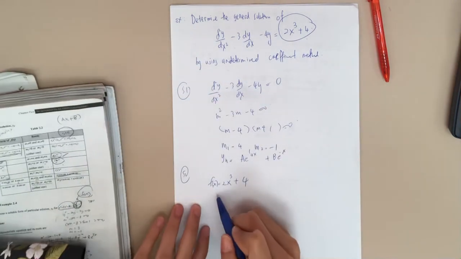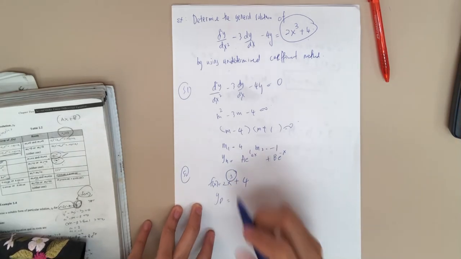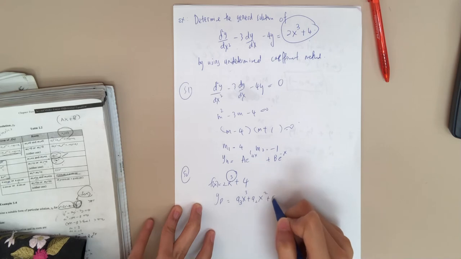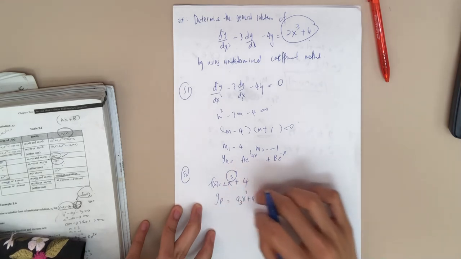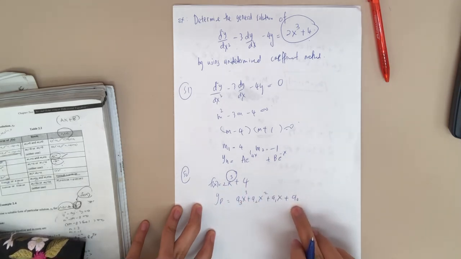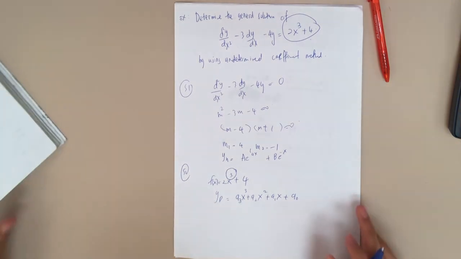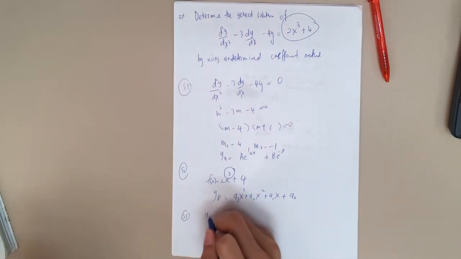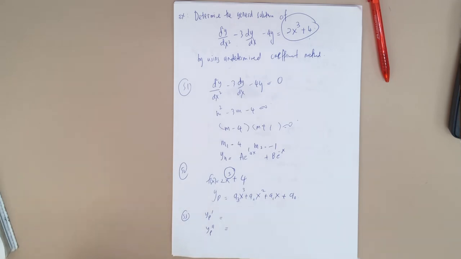So your YP will be, check the highest power here, which is x cubed. So it will be A3x cubed plus A2x squared plus A1x plus A0. This is how we write our YP. It must follow a sequence and it must end with A0. Then, step number 3 is to find YP prime and YP double prime.